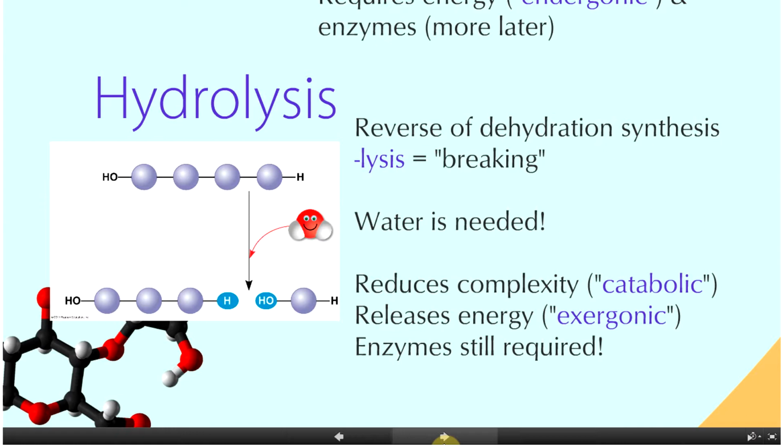Unlike dehydration synthesis, which is an anabolic reaction, this process, hydrolysis, is a catabolic reaction, which means it breaks down larger molecules and reduces complexity. A more complex molecule might be a polymer. A less complex molecule is a monomer.